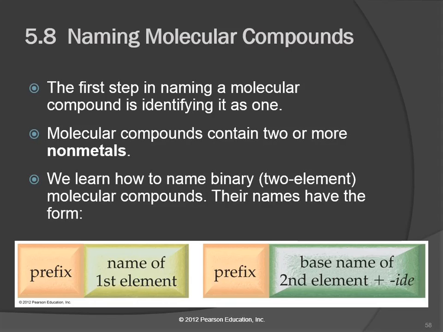There's going to be two elements. And so we've got the name of the first element, and we're going to take that second element and change its name to "ide" as if it was an ion, but it isn't. And because there's no charges, we're going to use numerical prefixes to say how many of each there are. So there'll be a prefix before the first element name telling how many atoms of that element. Then there's a little space and a prefix before the name of the second element.